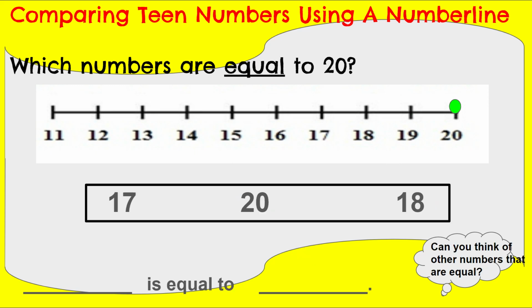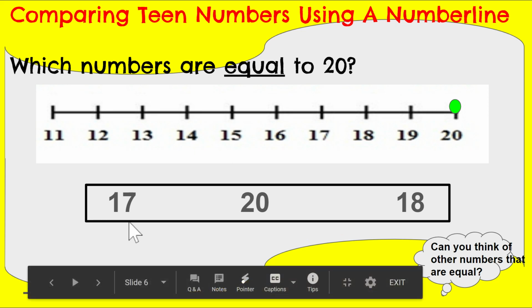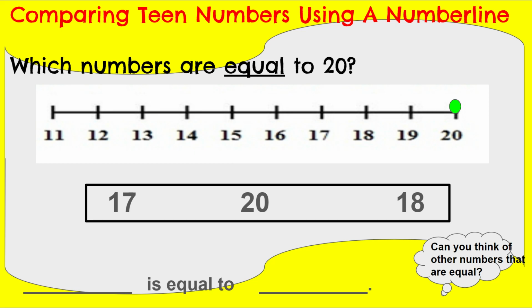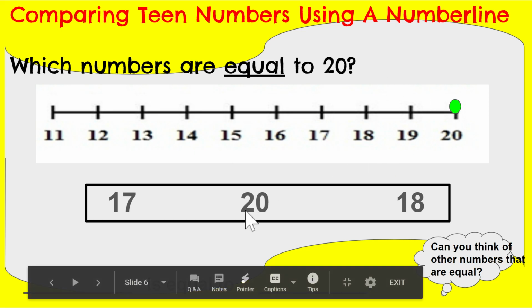Great job. Ooh, this one's a little more tricky. This time it says which numbers are equal to 20. So let's remember what equal means. Equal means the same. So the number 17, is that equal to 20? There's my green dot, 20. Is that the same number? No, that's less than.